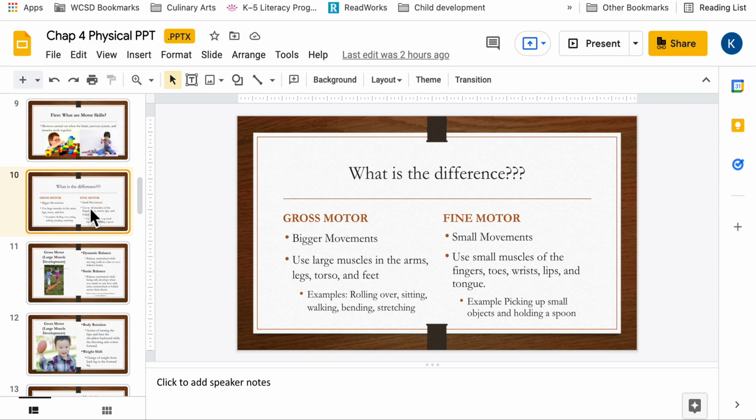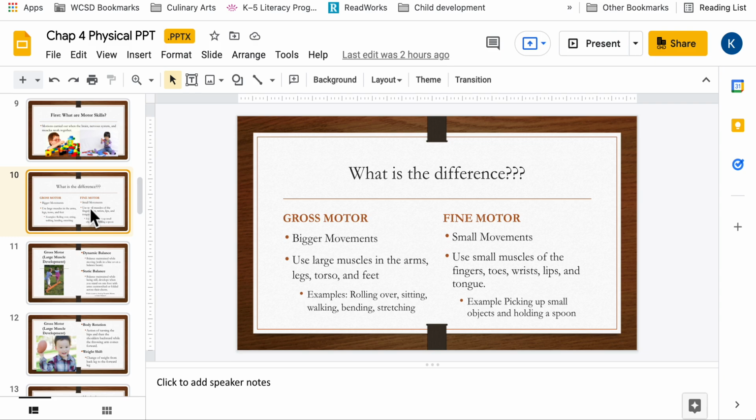Whereas fine motor is where we're using small movements, which means small muscles. So make sure you get that on your paper, small muscles. So we're using fingers and toes and wrists and lips and tongues. Examples here would be picking up objects. So think of things like crayons and colored pencils and markers and scissors, glue sticks, small blocks and puzzle pieces. Yeah, you're going to need some finger and hand muscles to do those actions.